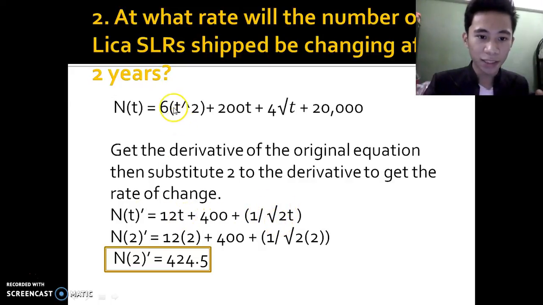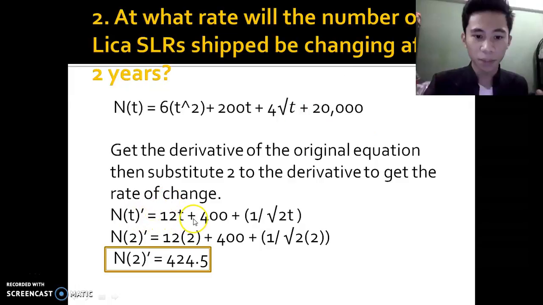So how did we get this? First, 6t squared. In using the power rule, you take the power, which is 2, multiply it, and then the answer will be 12t. And then here we take the power, which is 1, multiply it to the constant, and subtract the power by 1, so the answer would be 400. Same goes with the third one, the answer would be 1 over square root of 2t. And then we have a constant which is 20,000, and that would be equal to 0.